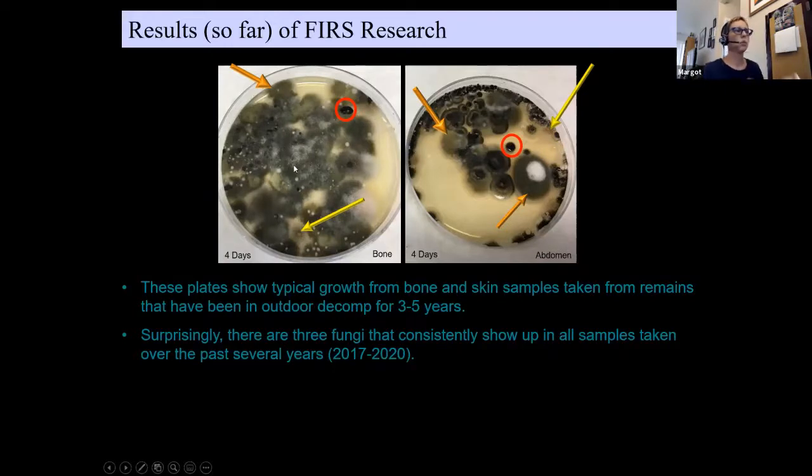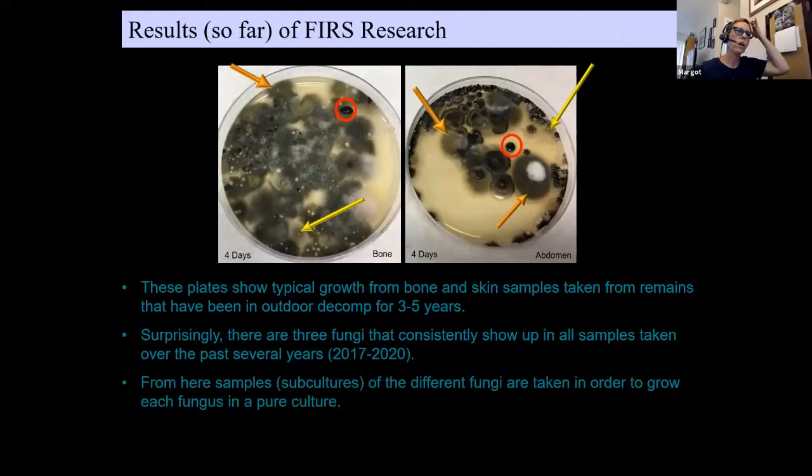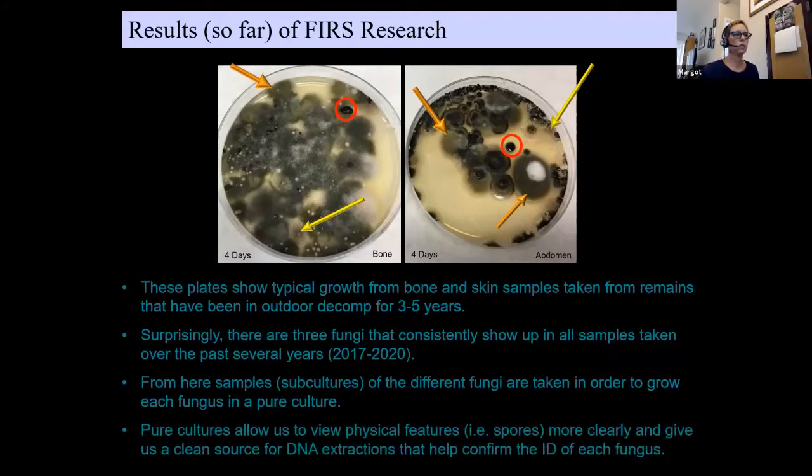So from here, once we let things grow out a little bit, and actually before it gets to this point, these are a little overgrown, we would take samples of each of these fungi and put them onto clean, fresh plates, so that they can grow into a pure culture all by themselves, so that we can look at them and not worry about having a whole bunch of other things in the same plate. So we put these fungi into pure cultures, and that allows us to look at their spores, and also to extract DNA in order to confirm our identification that we might be able to do using their spores. We can confirm that using DNA sequencing.